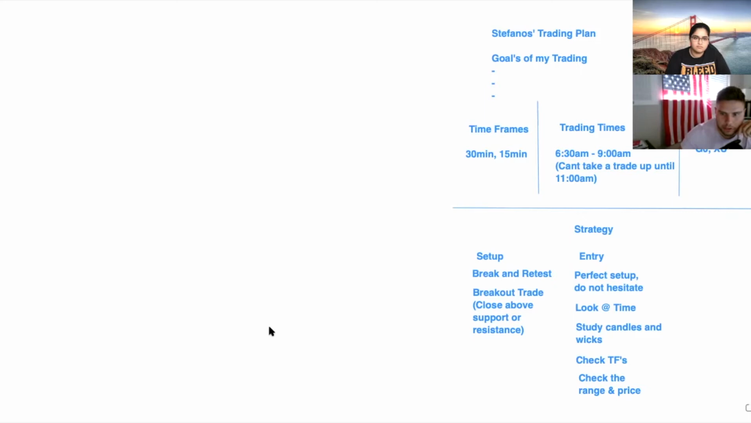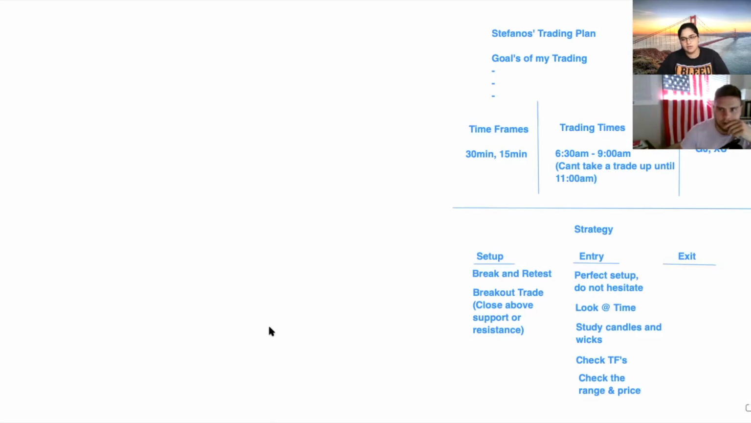So these are the two things so far that you want to be paying attention to: the setup and then the entry. The last thing over here is going to be the exit. Your trading plan should basically be like a checklist for you. So when Stefanos is looking at his strategy, when he's looking at his trading plan, he's checking off as he goes. It's like a mental check off. He looks at the setup. Does he have a break and retest, or does he have a breakout trade? And then he moves on to the entry.